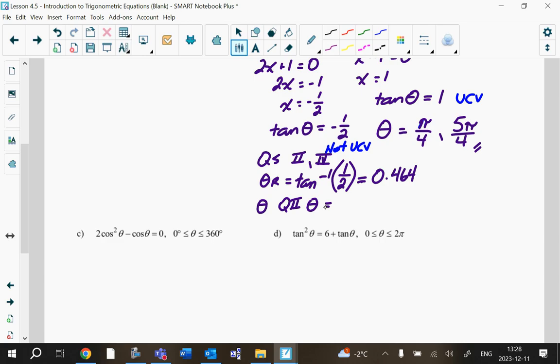So if the reference angle is 0.464 and the actual angle is in quadrant 2, how do I find the actual angle? Halfway around the circle in radians. Pi minus the reference angle. And in quadrant 4, how do I find the actual angle given the reference angle? All the way around the circle in radians, 2 pi minus the reference angle.